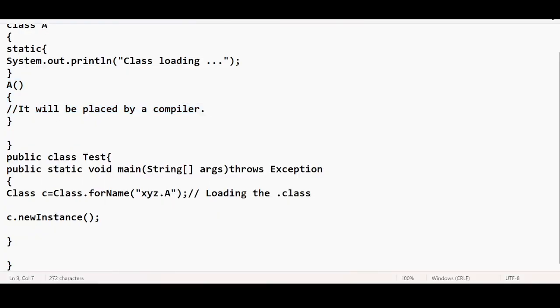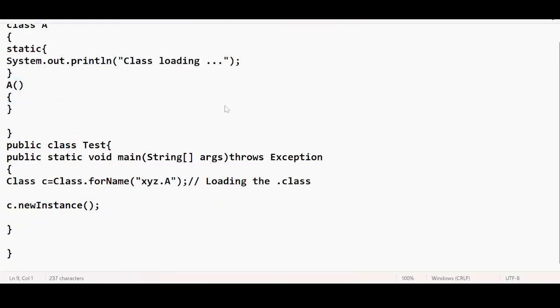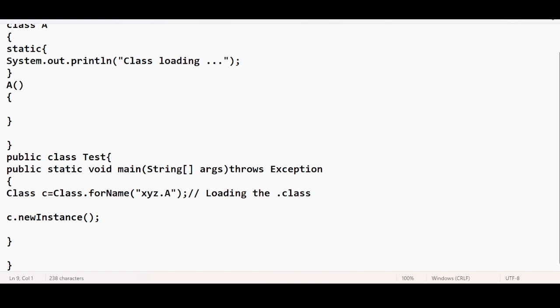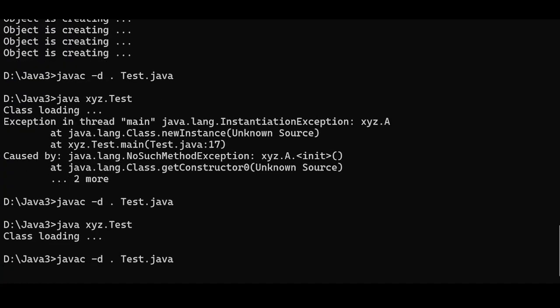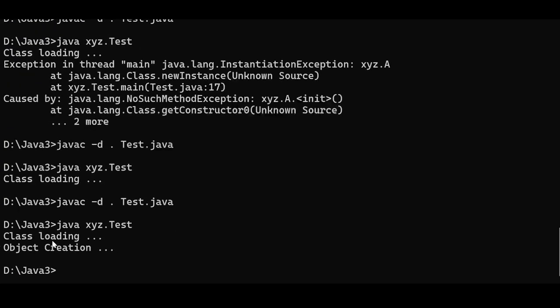But if you are placing any constructor, it should always be what? The no argument constructor. So this should be object creation with a no argument constructor, and the compiler will be happy, and the newInstance method will have no issues. Definitely this code is also valid because this is a no argument constructor. Class loading, object creation, constructor is called.